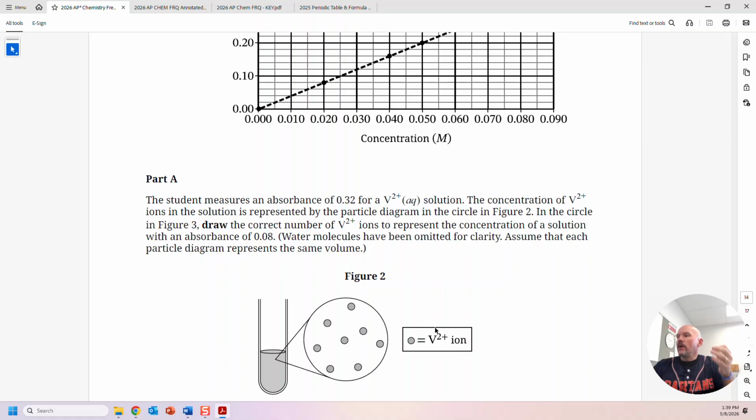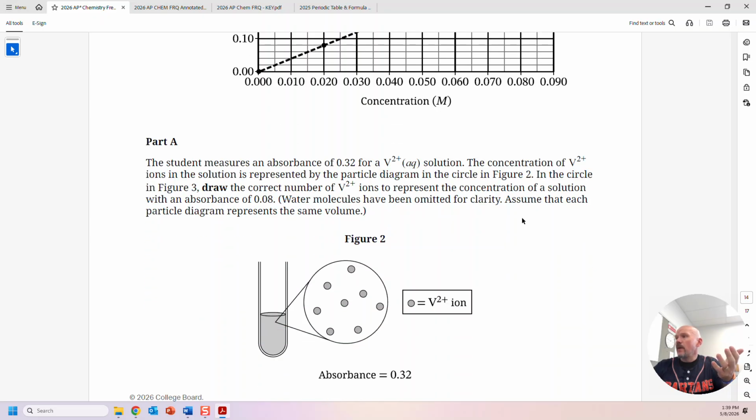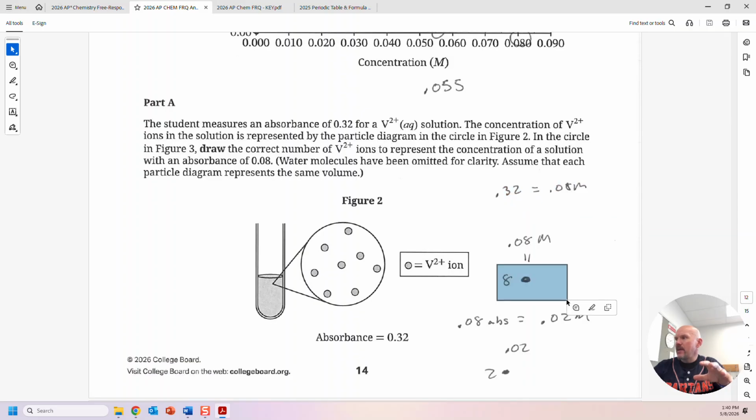Okay. So what I need to do is find 0.32 on the graph. I need to go down here and see what molarity that is. So 0.08. Okay. So it makes sense, right? So the molarity is 0.08 right now, and they drew 8 particles to represent a 0.08 molarity. Okay. So that's kind of something to note, right? So if absorbance is 0.32, the molarity is 0.08, and how do they represent it? 8 V2 plus ions in that picture.